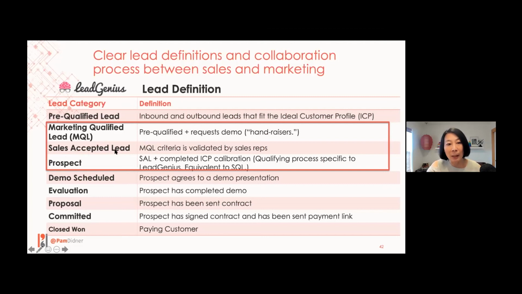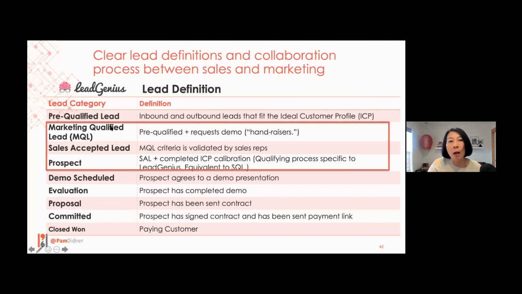And the sales accepted lead is basically where the criteria is validated by the salesperson, right? And the prospect has basically completed the calibration of the ICP, right? And everybody agreed that, hey, this one is really qualified and can move forward. The sales team can spend time with them.